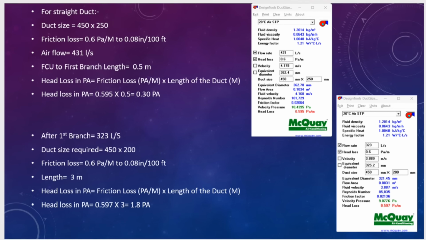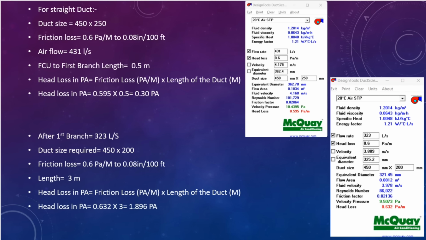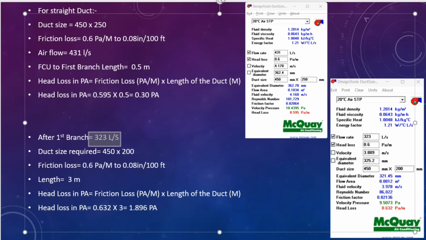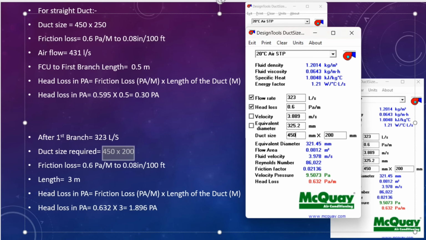And coming to the second one, once this straight duct is done, we have one reducer and again one straight duct. So first we will finish this straight duct and we will come back to the reducer here. After the first reducer, the flow becomes 323 liter per second from 431 liter per second, and the duct size as per the drawing is 450 by 200. So again we will go to the duct sizer.